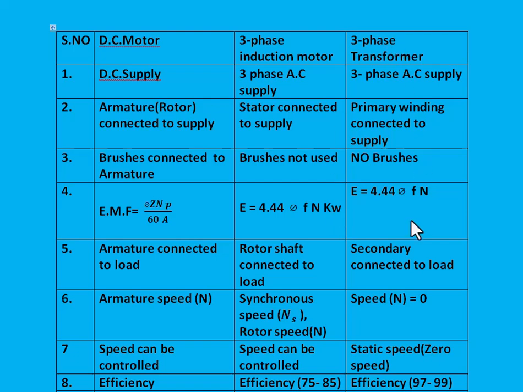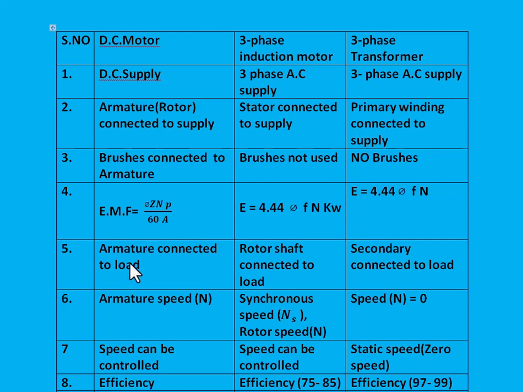In case of 3-phase transformer, the induced EMF equation is 4.44 φ into F into N. Here φ means it is the maximum flux linking in the transformer per phase, and F is the supply frequency and N is the number of turns.